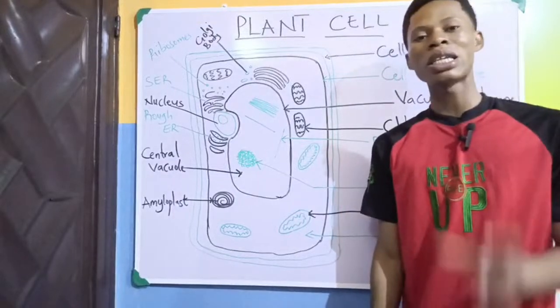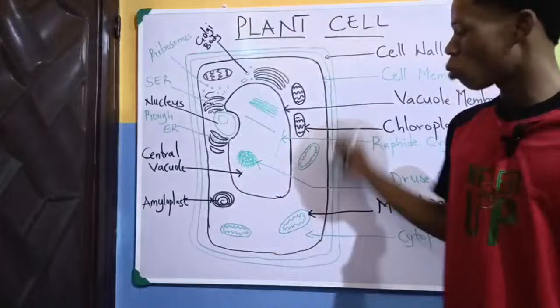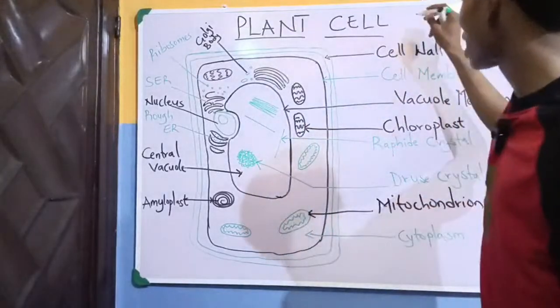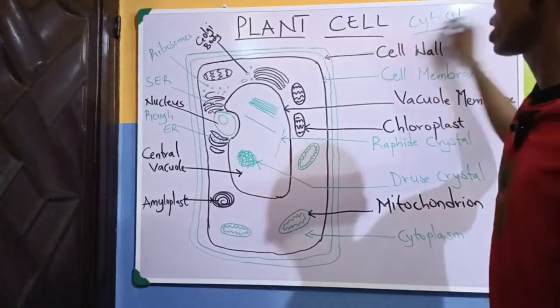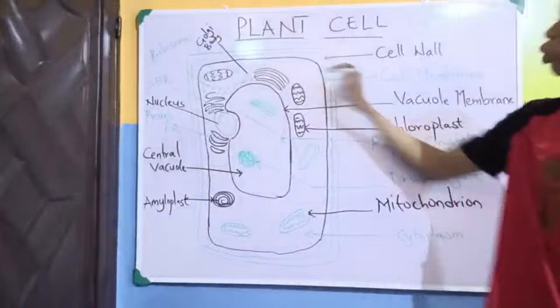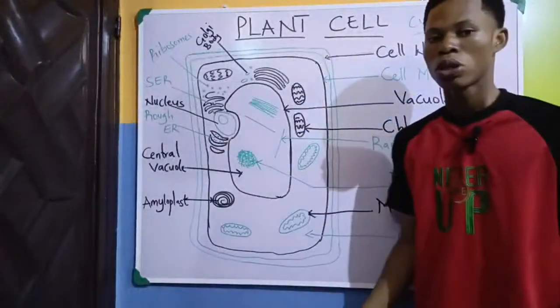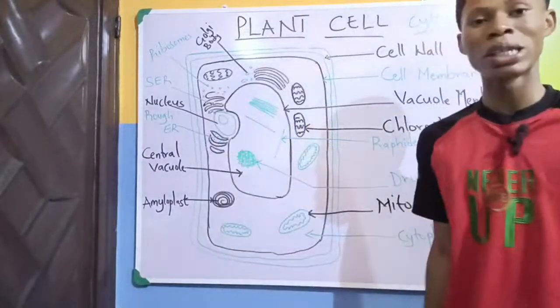And there is a liquid, a fluid that is found in this cytoplasm. It is called the cytosol. The cytosol is found in this cytoplasm. So the cytoplasm is what houses all these other organelles.